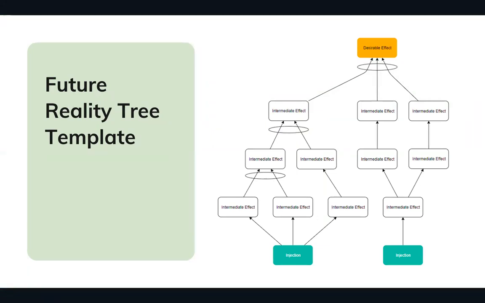In order to fully grasp what a future reality tree is, here is an example template of what it would look like. Starting from the bottom, we have the injections or the potential solutions. This is followed by a series of intermediate effects, which in the end would lead to the desirable effect. Next slide, please.